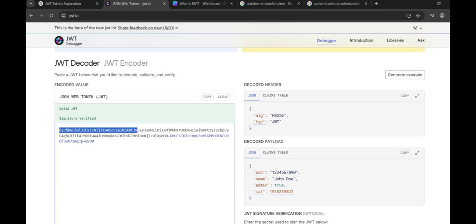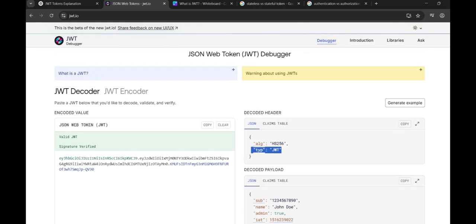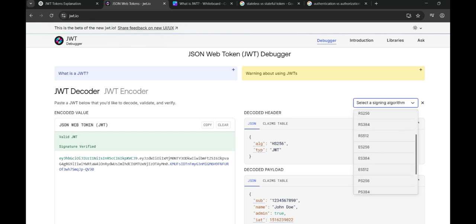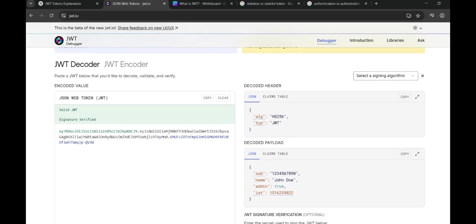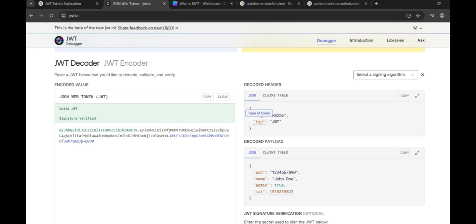This one contains metadata about the token, including the type of token, that is JWT, and the algorithm that we are using. Currently we are using HS256, but you can select many others as per your requirement and make the JWT token. For example purposes we are using the HS256 algorithm. This is the first section.